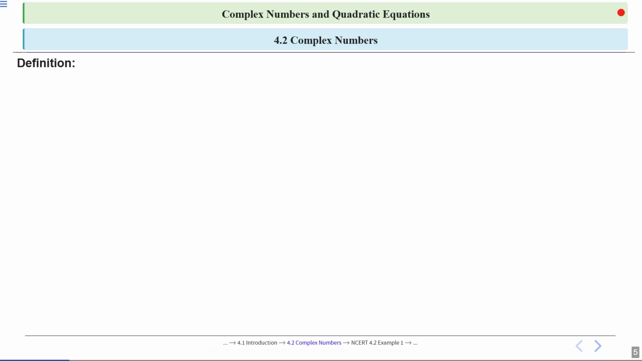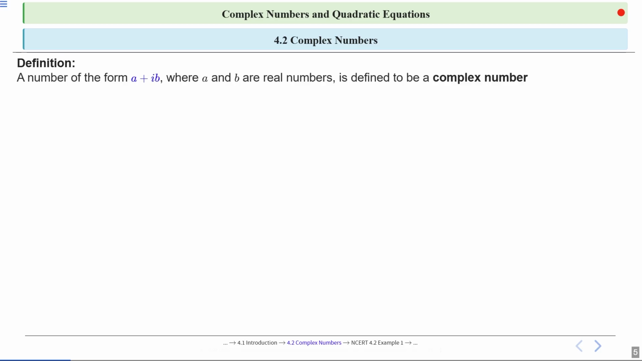mean. Let's look at the formal definition of complex numbers. A complex number is any number that can be written in the form a plus iota b, where both a and b are real numbers. Here, iota is the imaginary unit, which is defined as the square root of minus 1. This form allows us to represent numbers that cannot be shown on the real number line alone.